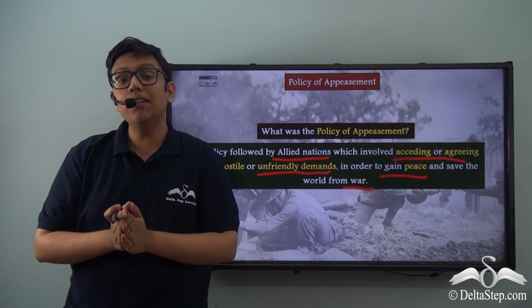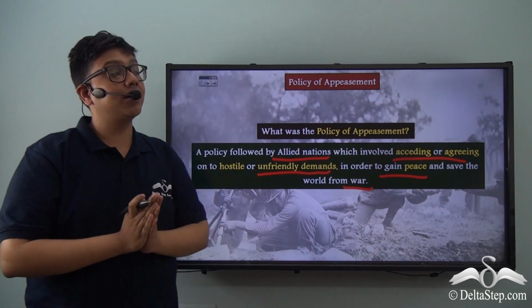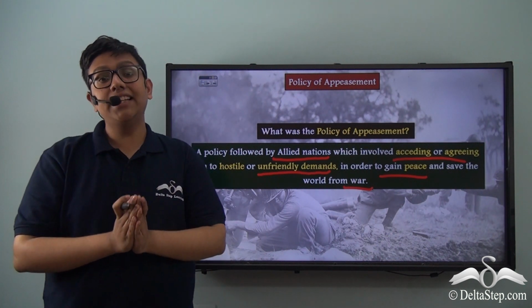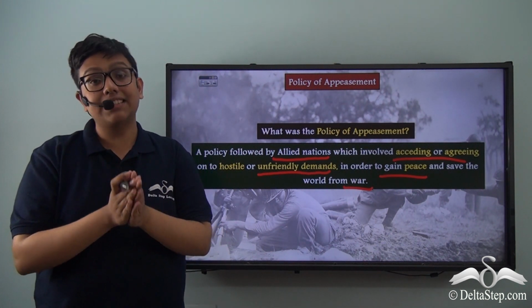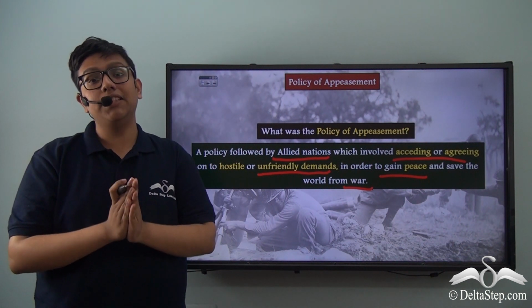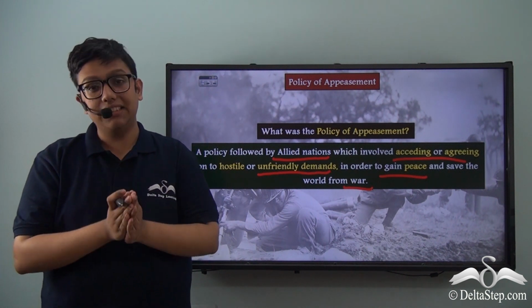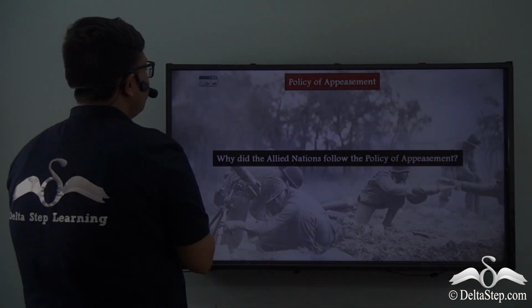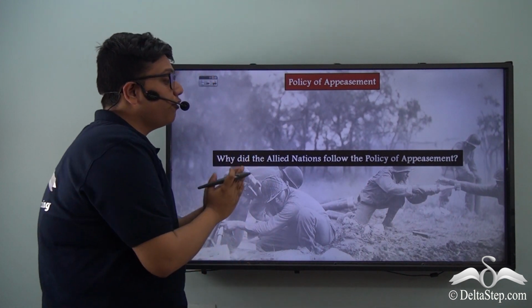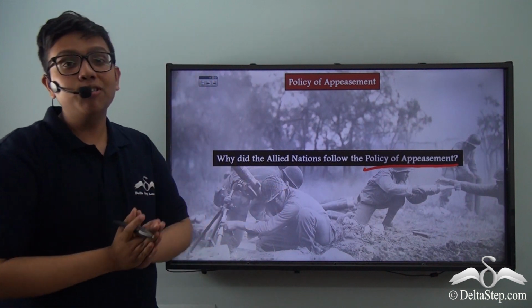A similar thing happened in Europe in 1937 when Britain adopted a policy of appeasement, where it accepted that it would accede to various demands made by other nations such as Germany in order to avoid any forms of war and to maintain peace. But why did the Allied nations really follow the policy of appeasement? What really made them follow such a policy?